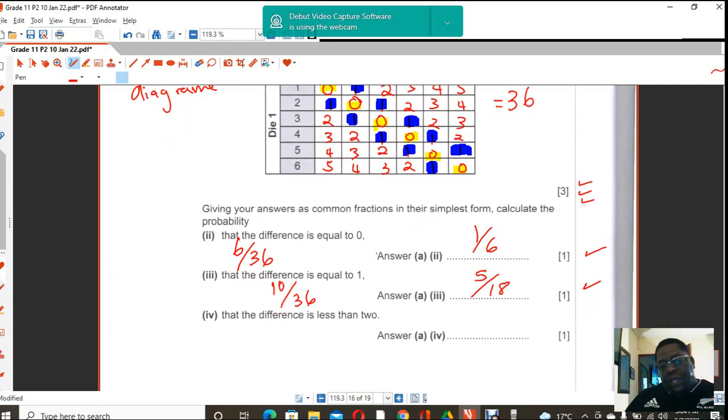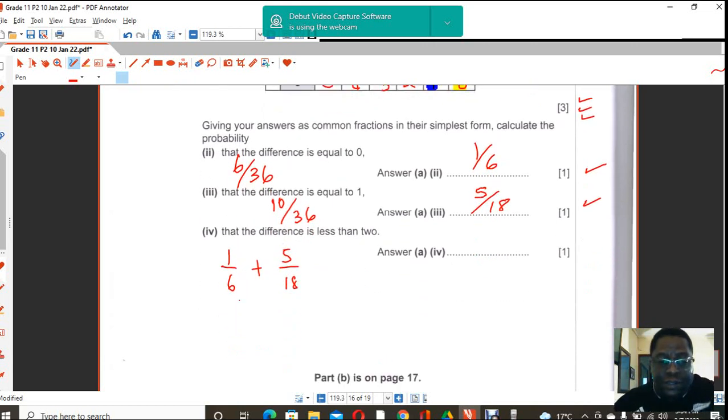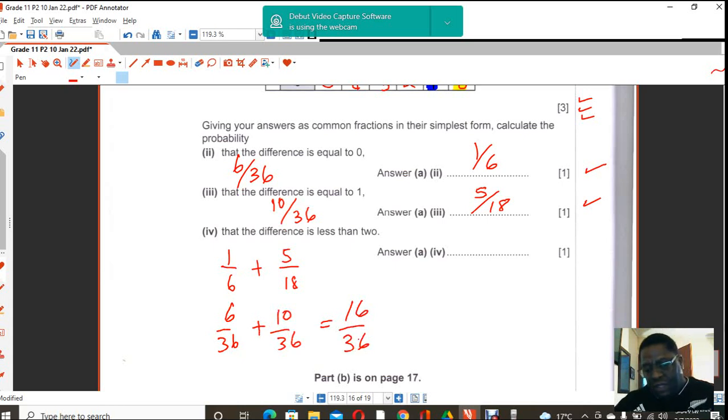Right, so we have got the difference is equal to 0, the difference is equal to 1. So now they say calculate the probability that the difference is less than 2. If it's less than 2, it's either going to be 0 or 1. So if you don't like this one, I suggest maybe you take the 6 over 36 plus the 10 over 36, and that gives you 16 over 36. All right, half of that.